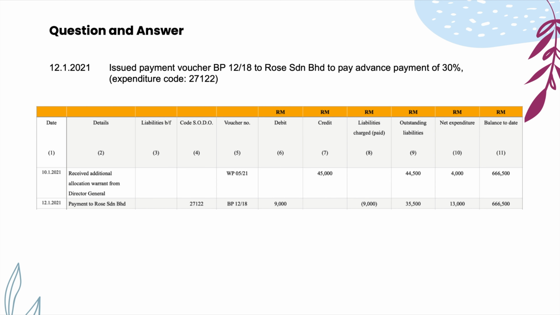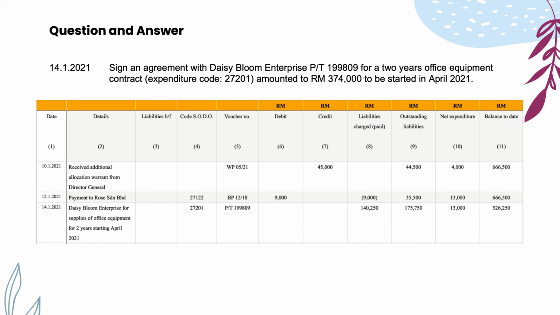So we are going to record the amount of 9,000 ringgit, which is 30% times 30,000 ringgit under the debit column, and the amount in column 8 will be recorded in brackets to indicate that it has been paid, and then the outstanding liability will be reduced, and the net expenditure column also will be affected, amounting to 13,000 ringgit, which is 4,000 plus 9,000 ringgit, and the balance to date is not affected.